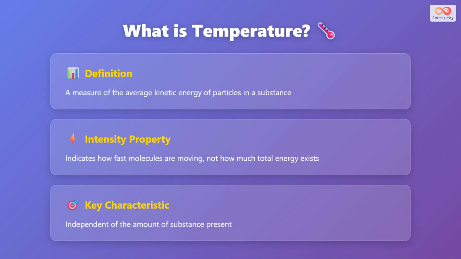Let's start with temperature. Temperature is a measure of the average kinetic energy of particles in a substance. Think of it as how fast the molecules are moving on average. The key word here is intensity. Temperature tells us about the intensity of molecular motion, not the total amount of energy. An important characteristic of temperature is that it's independent of the amount of substance present. Whether you have a drop of water or an ocean, if they're at the same molecular activity level, they have the same temperature.